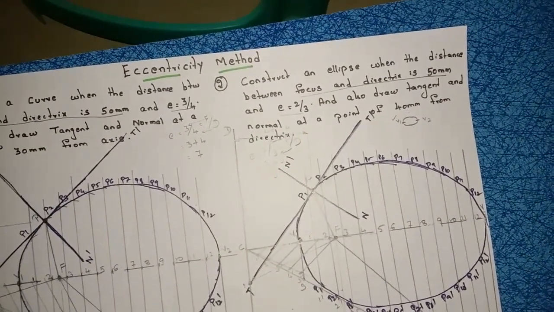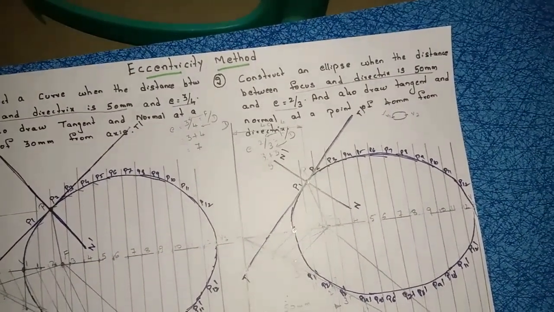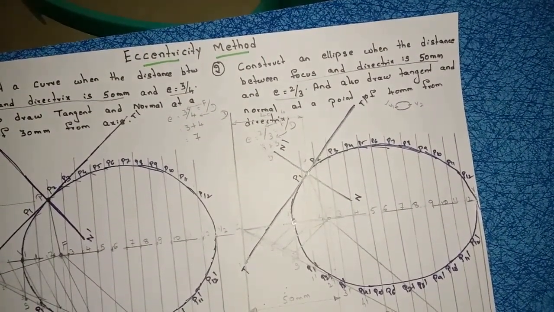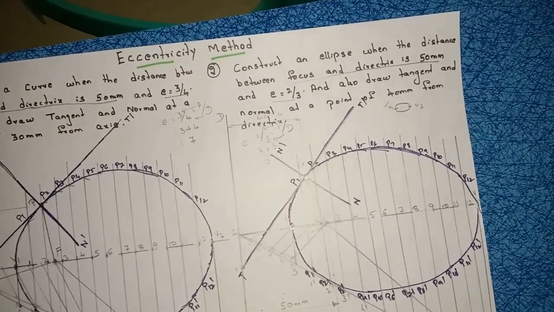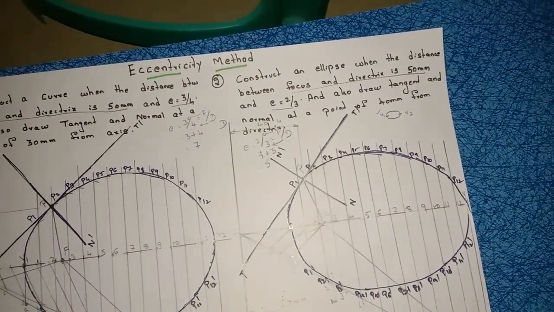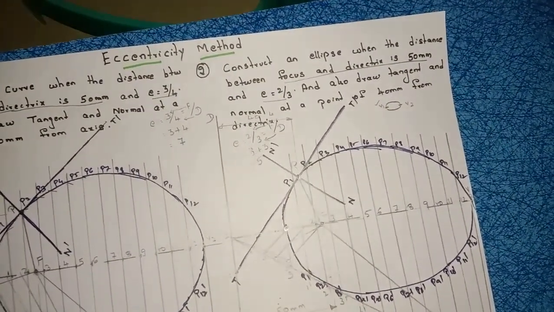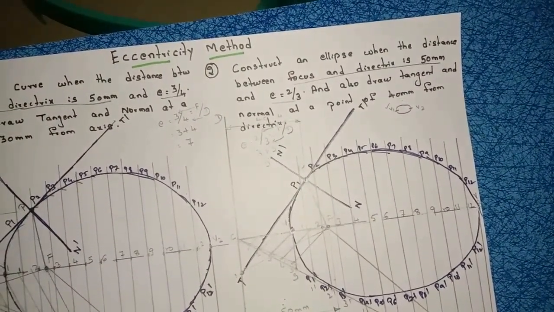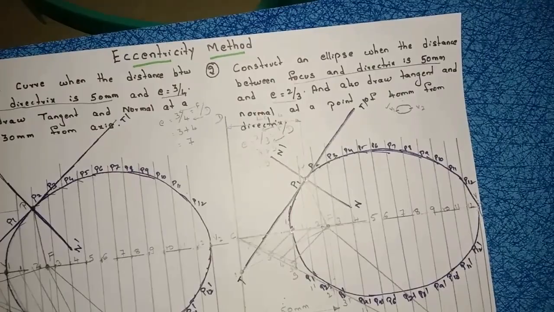Eccentricity method is very important, right? So if you know how to construct the eccentricity method for ellipse, it is very easy to construct the eccentricity method for parabola and hyperbola, right? So once again, briefly I am explaining, right, because it is very important. That's why I am stressing this much.